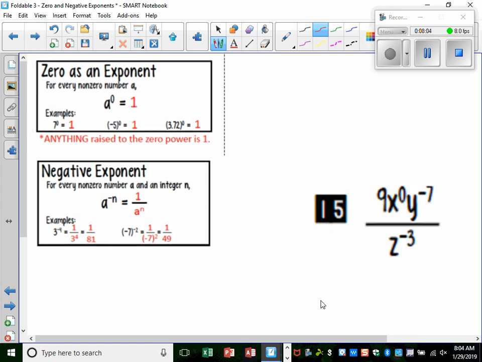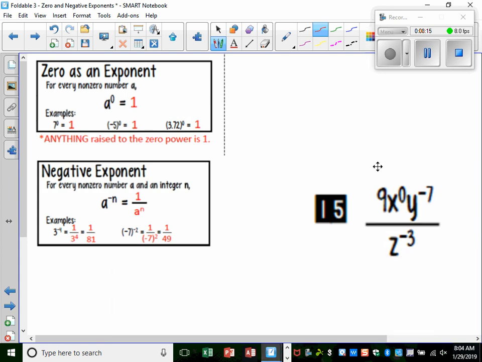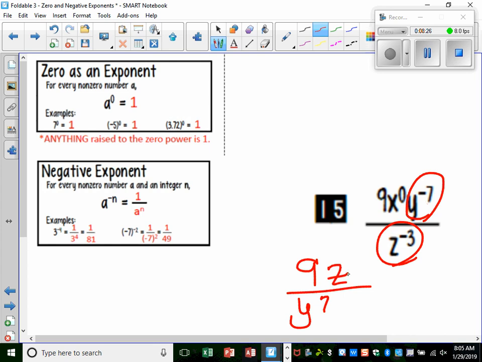Okay, number 15. 9 can stay where it is, and we again know anything to the 0 power is what? 1, so I don't need to say 9 times 1 is 9. This needs to go down to the bottom, and what's going to happen with the z term? It needs to go to the top.